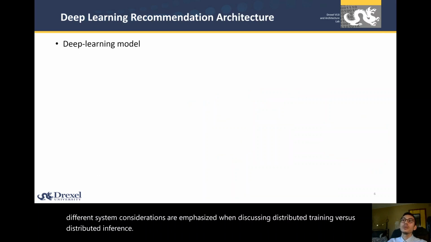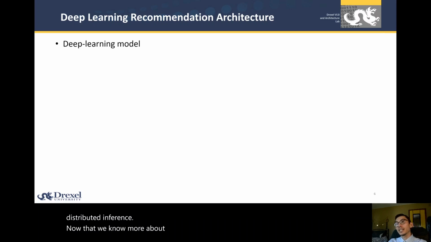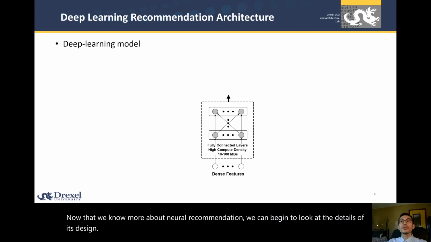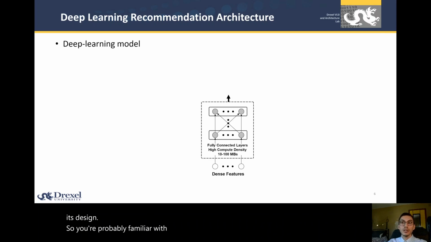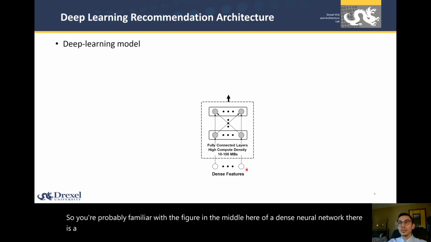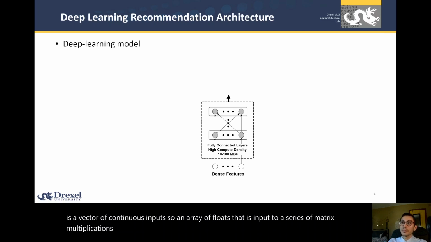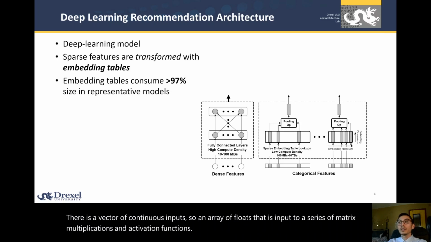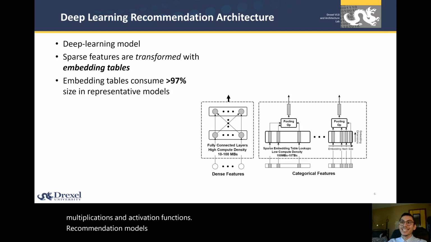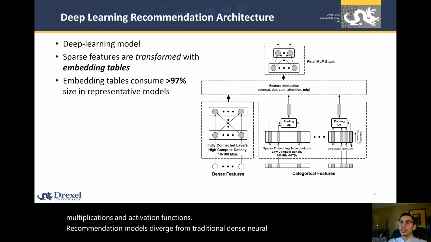Now that we know more about neural recommendation, we can begin to look at the details of its design. So you're probably familiar with the figure in the middle here of a dense neural network. There is a vector of continuous inputs, so an array of floats that is input to a series of matrix multiplications and activation functions. Recommendation models diverge from traditional dense neural networks with the addition of categorical features.